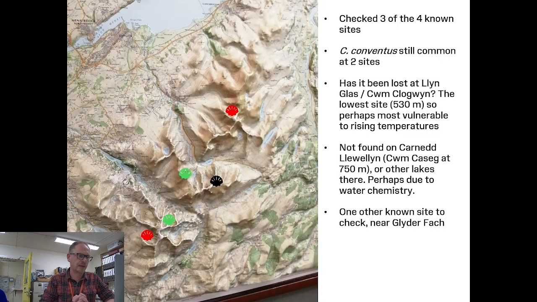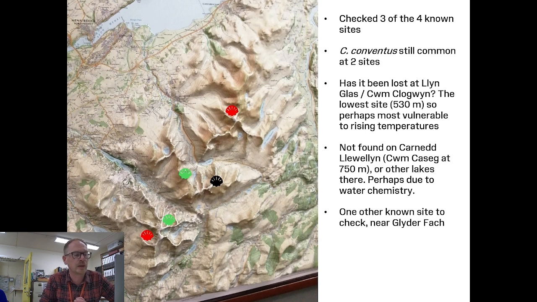So we have now checked 3 of the 4 known sites while Natur am Byth has been going on. And we found that the species is still common at 2 other sites, which is excellent. It's doing okay. It has not been found at Llyn Glas in Cwm Clogwyn.